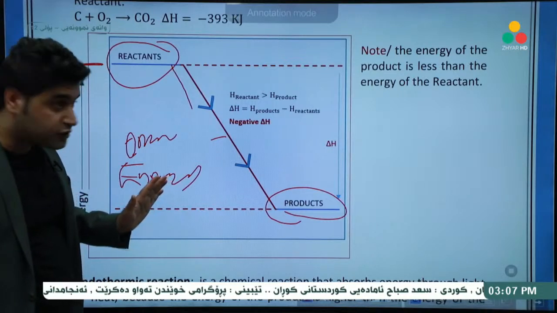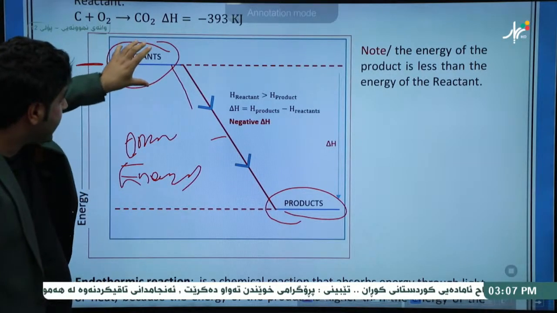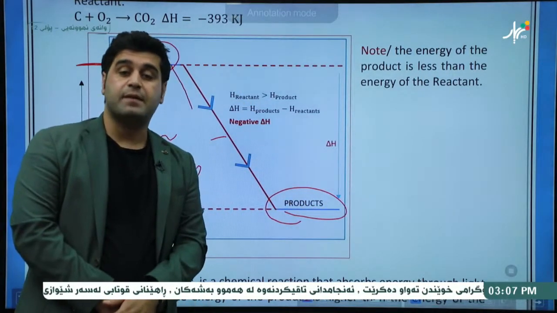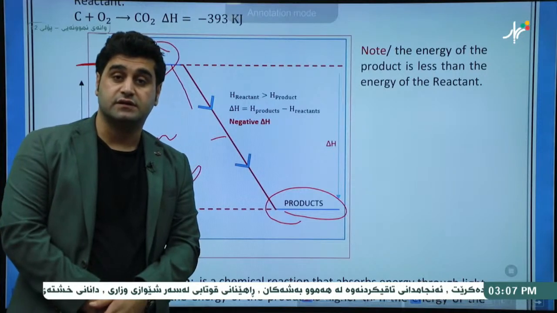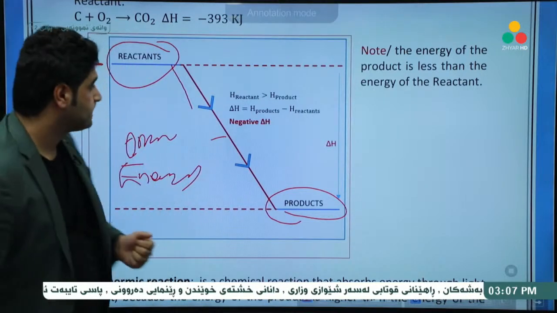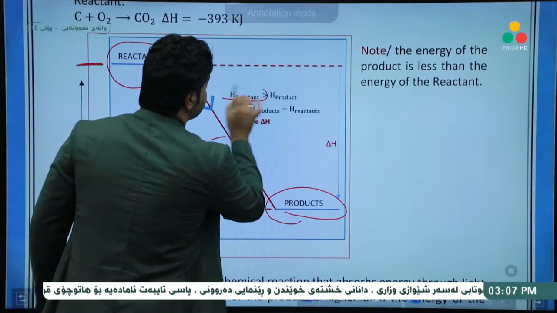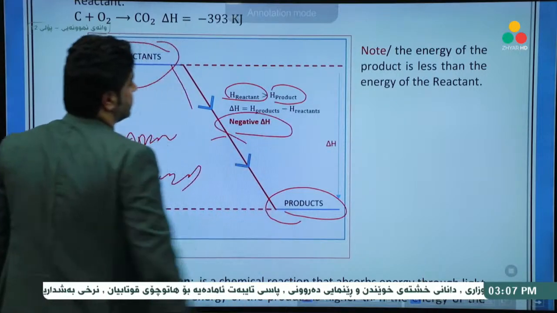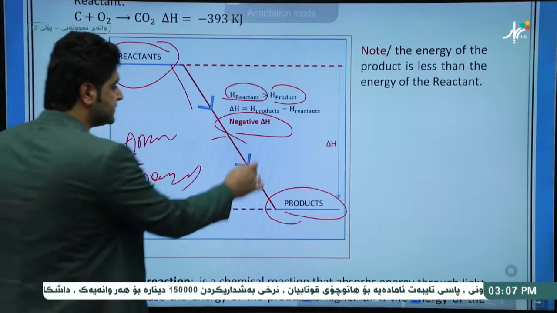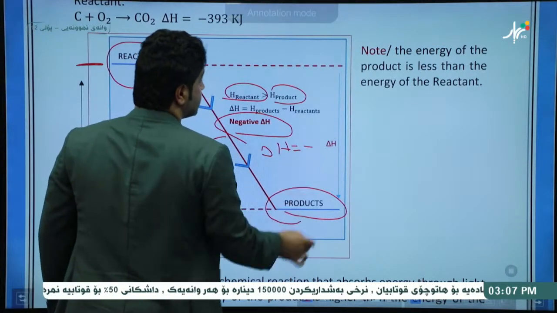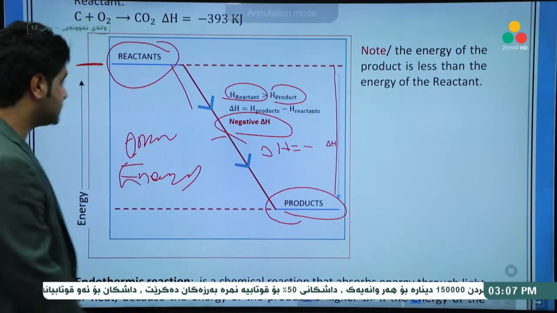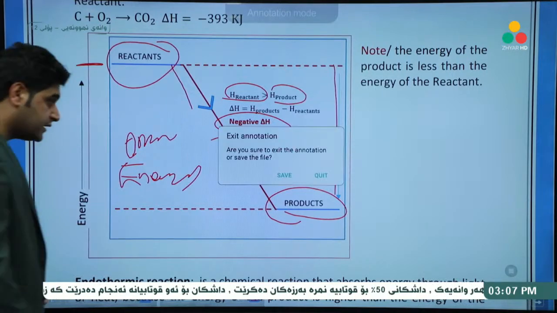How do we know it's the amount of energy released? We have higher energy, but now we get lower energy. So what will happen to the energy? It will be released. That's why, when the energy of the reactant is higher than the energy of the product, there's a negative arithmetic sign for delta H. It means delta H is negative. So the difference between them is the sign of delta H. Delta H is negative, it means exothermic.